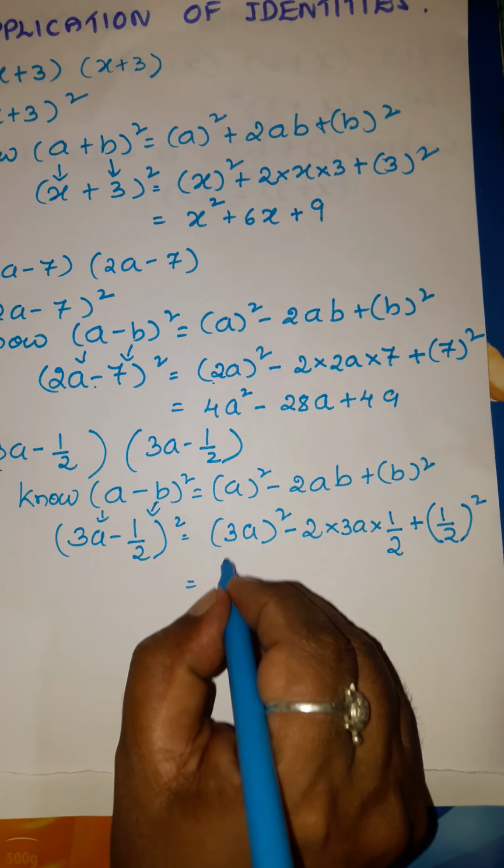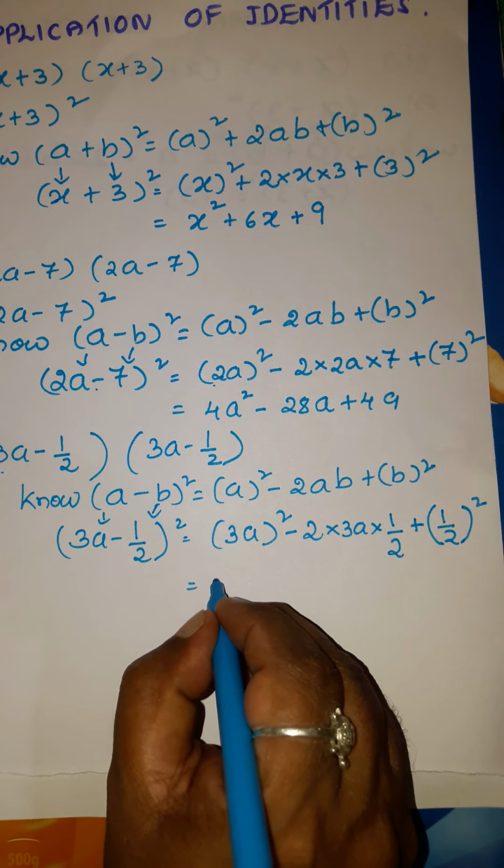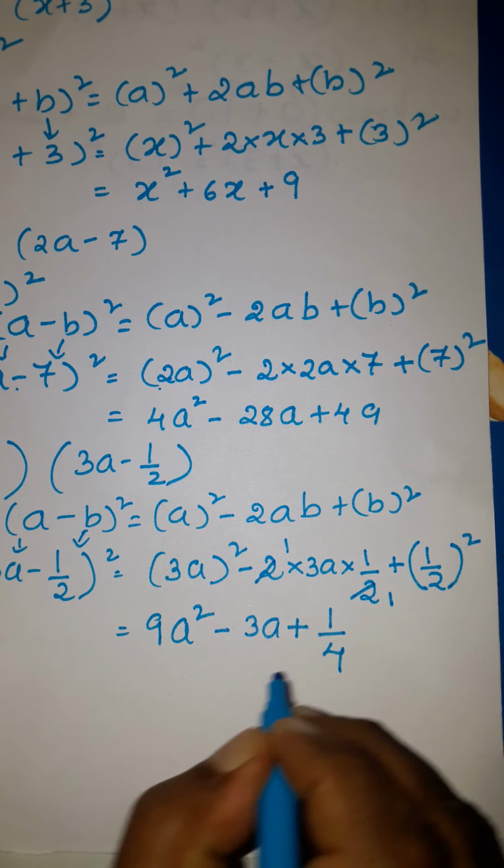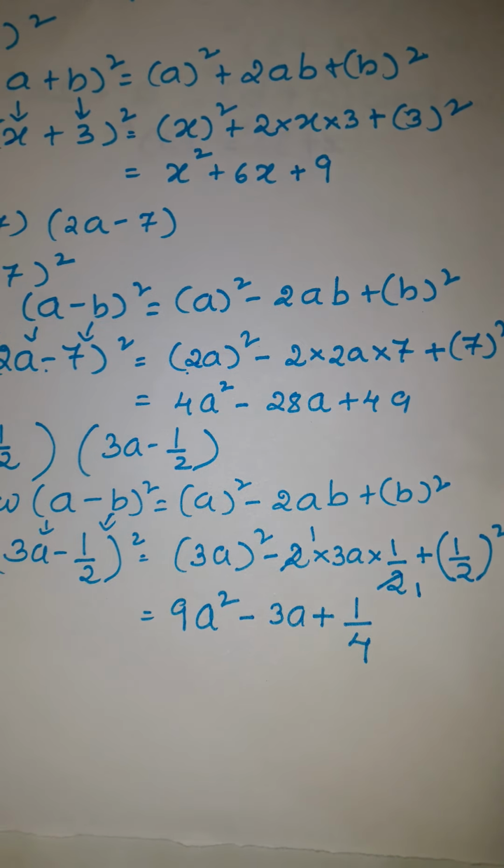So 3 into 3 is 9, a into a is a square. Here 2 one times, 2 one times, so I am dividing by the cancellation method. Therefore 9a square minus 3a plus 1 over 4. Now fourth one.